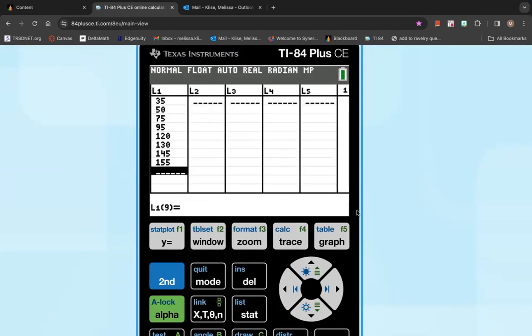I'm having trouble deleting it. So you arrow all the way up until L1 is highlighted. You see how my L1 is black? Then hit clear, enter. Did it work? Yeah, thank you. You're welcome.